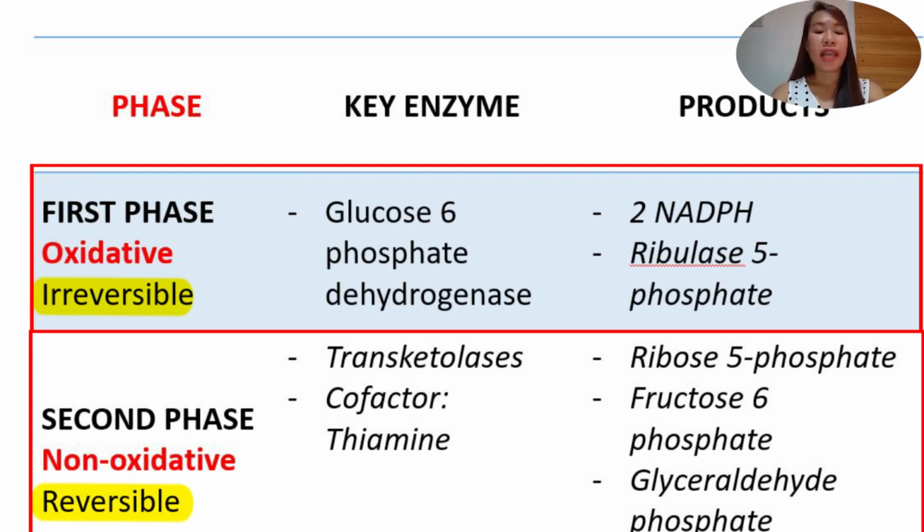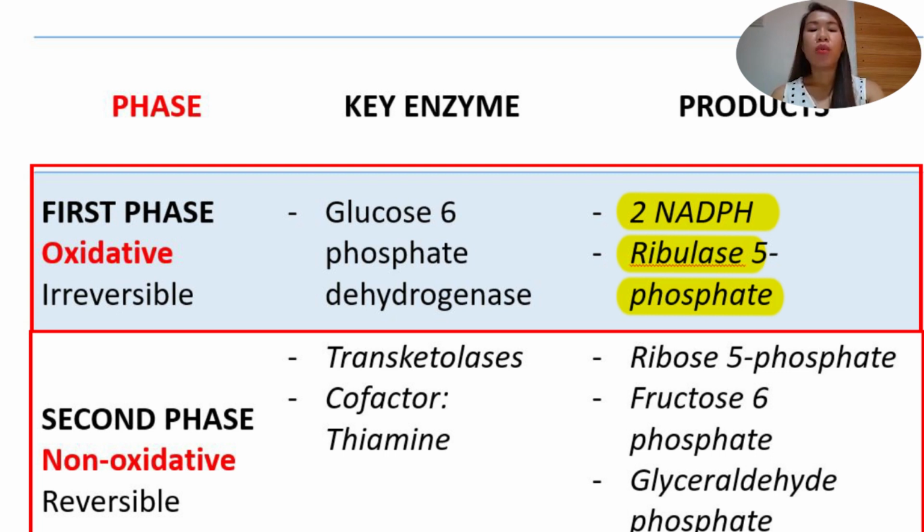So the key enzyme in the oxidative phase is glucose 6 phosphate dehydrogenase. And if you remember, this is the enzyme in the rate limiting step. So what are the products? This table is very important. It's the summary of the pentose phosphate pathway. So here there are different products. For the first phase, we have 2 NADPH. And we have ribulose 5 phosphate.